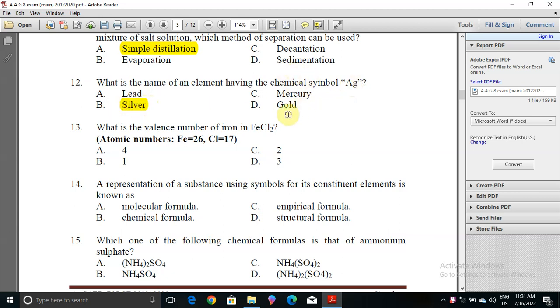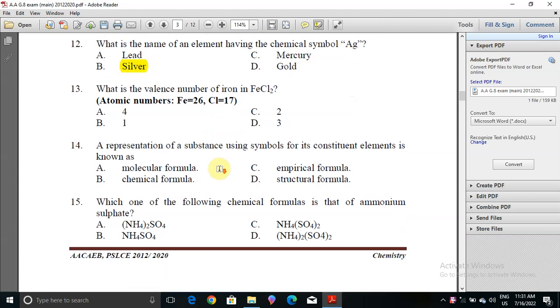and Au means gold. Okay, now in question number 13, what is the valence number of iron in FeCl2? Or we can say iron chloride. Now here, what is the symbol of iron? Fe, right? Now he is asking about the valence number of iron.